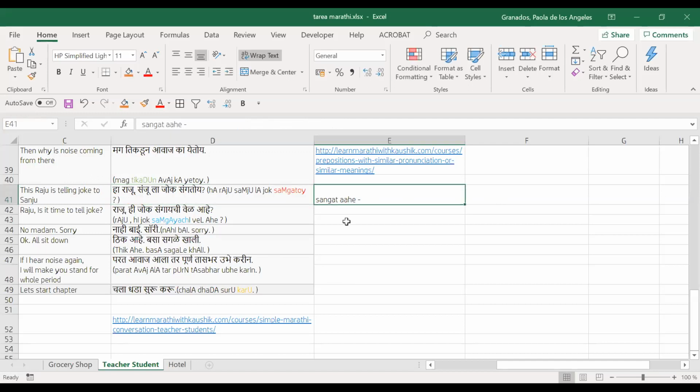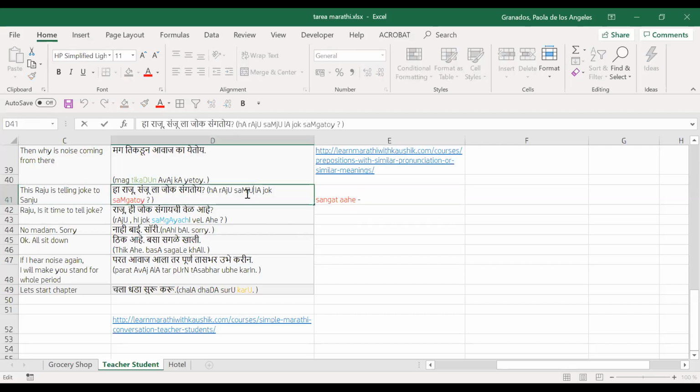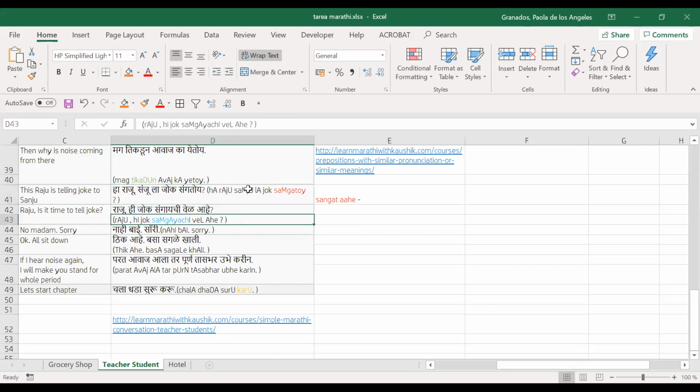On this one, Sangatoi, actually, Rohan was telling us that it's sort of a colloquial way to say, for instance, Sangat ahe. Raju is the name. Samju, another name. Raju, Samju, Lajok, Sangatoi. In the chat, I have pinged a URL that talks about the short forms in spoken Marathi, like, as you said, that Sangto is the colloquial way. So it's like a short form of Sangto Ahe.